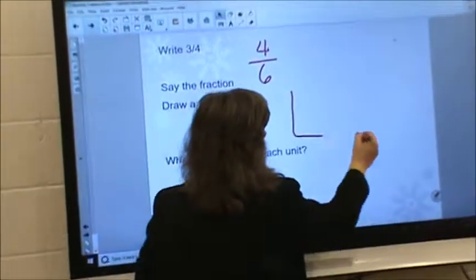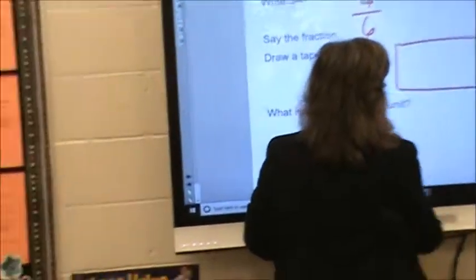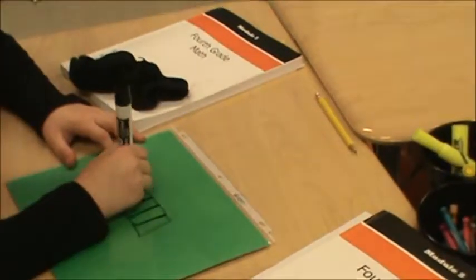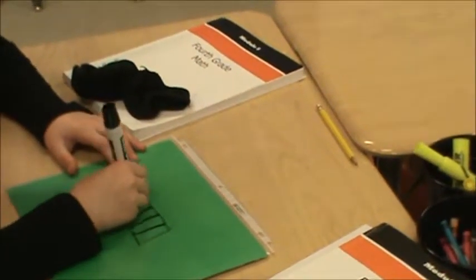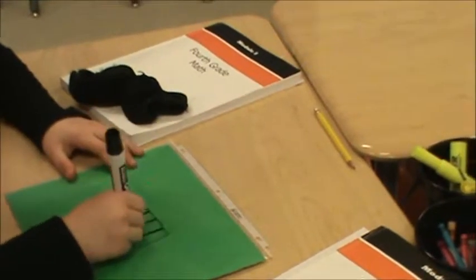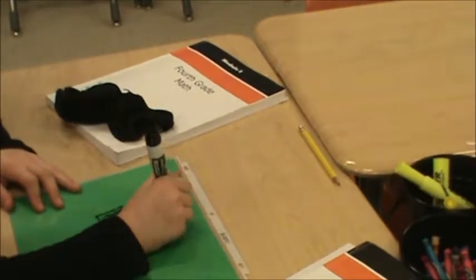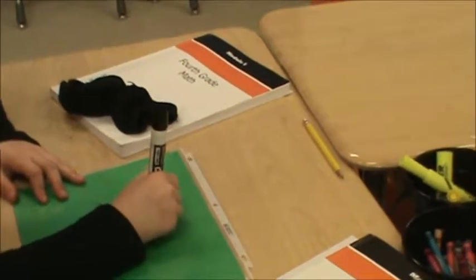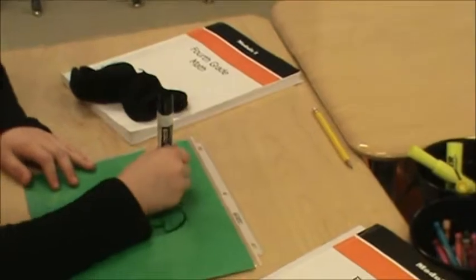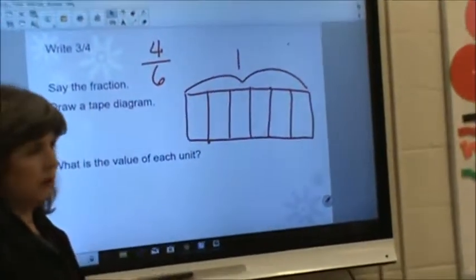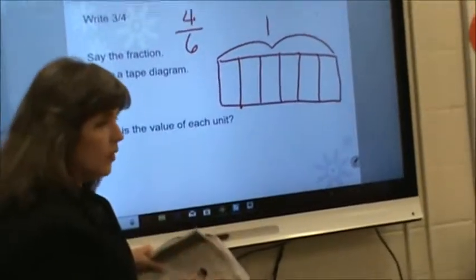Give me a whole. Draw your tape diagram. Why do you want to label this as one whole? What's the purpose in that? Someone tell me the purpose in labeling it as 1. Andrew, why do we put this as 1? Because that's the whole that you partition into equal parts. So you need to let somebody know that this is the whole. If you don't, it may be more than a whole, correct?